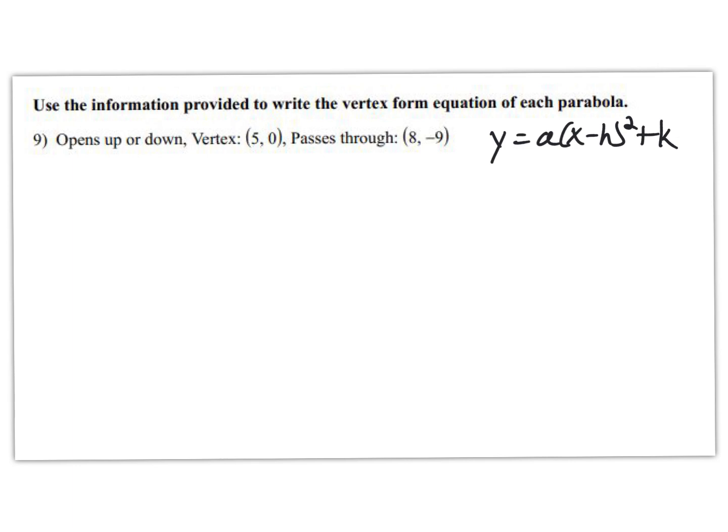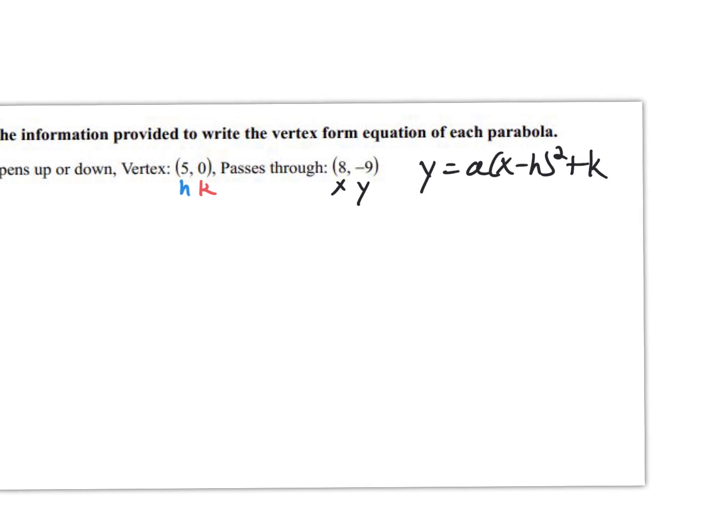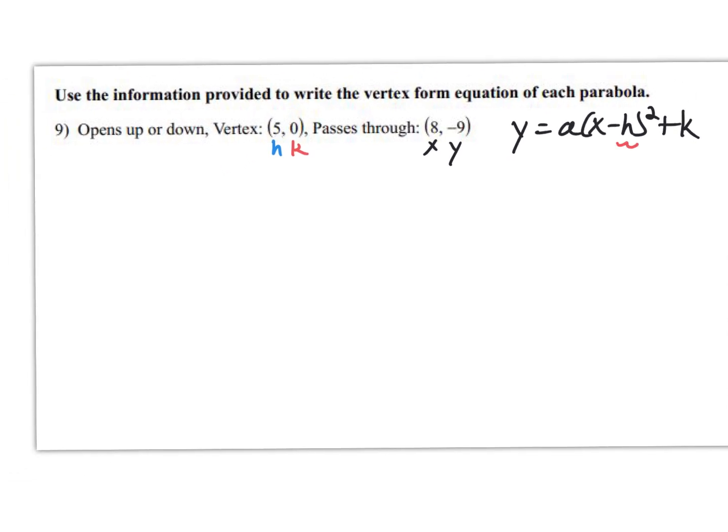Now in this example, we are already given the vertex, so we can replace h and k with 5 and 0, and then we know it passes through the point (8, -9). Well, 8 and -9 would be our x and our y that we could replace in this equation as well. So we're going to be replacing the h and the k. Pretty obvious. So let's go ahead and plug that in.